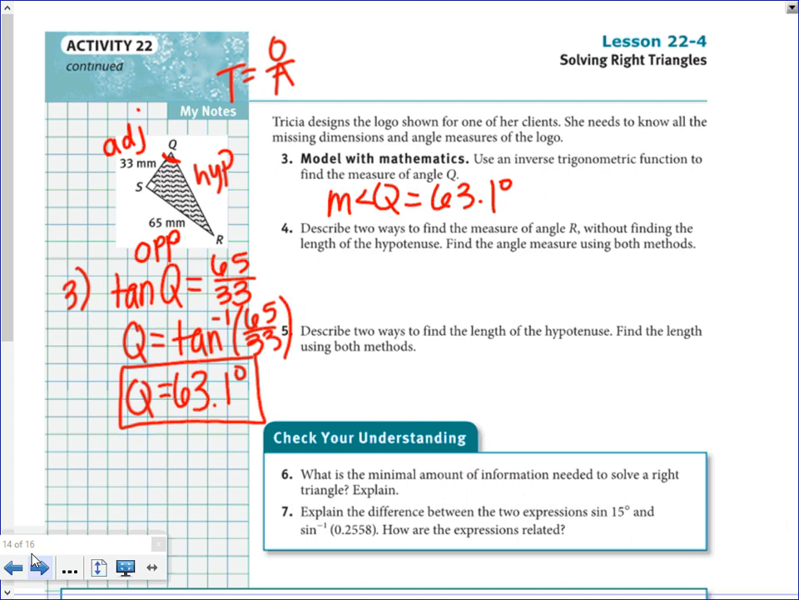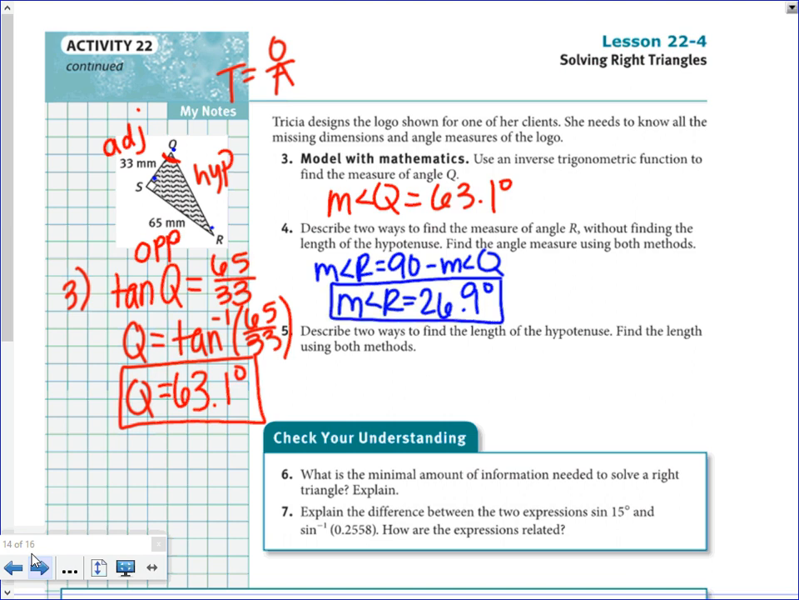Once you find Q, there are 2 different ways to find measure R. And you may actually have more than just 2, but there are 2 obvious ways. One of them is, we know that the three angles in a triangle equal 180, or we know that angle Q and angle R equal 90. They are complementary. So I know that the measure of angle R is going to be 90 minus the measure of angle Q. Before I even found Q, I knew that, because they have to be complementary, because I know I have a right angle. So that means that the measure of angle R is 26.9 degrees.